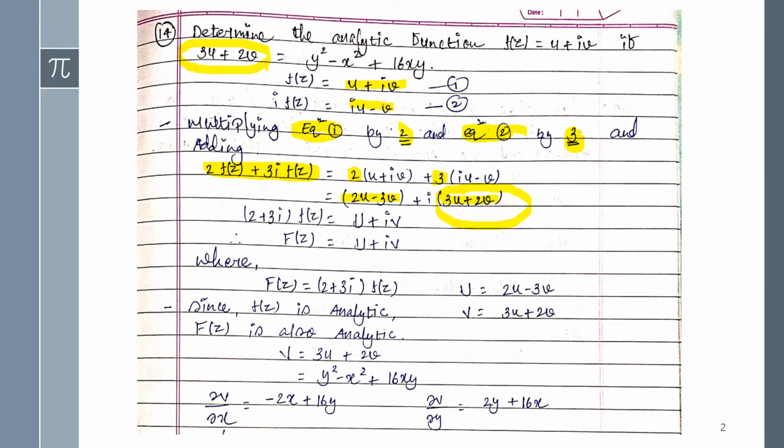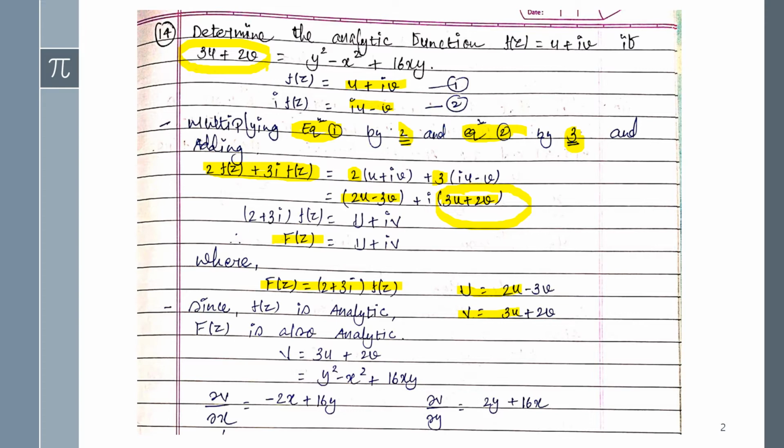This term is from the imaginary part, not from the real part. So this equals, I am taking capital F of z, this is capital U, that is 2u minus 3v, and this capital V equals 3u plus 2v. So here I have written all the components: capital U equals this, and capital V equals this one.